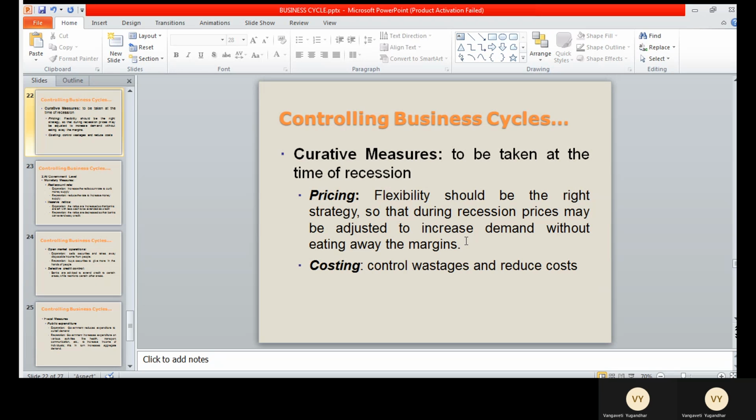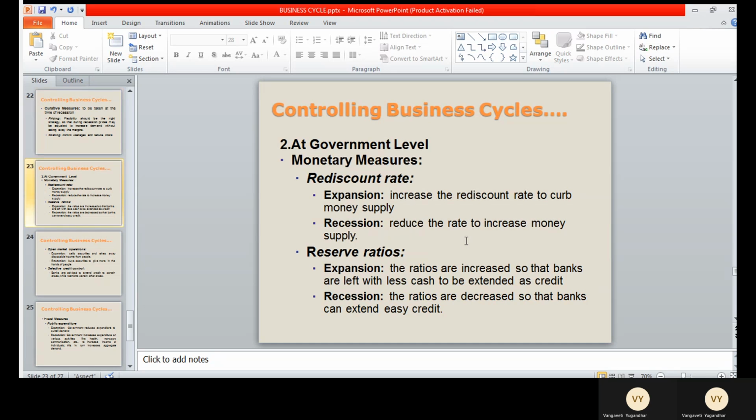Next, costing. So control wastages and reduce costs. If they control the wastages, automatically they can control the business cycles to some extent, to a limited extent. So these are at the firm level. And next one is at the government level. Under government level, we have again various measures.